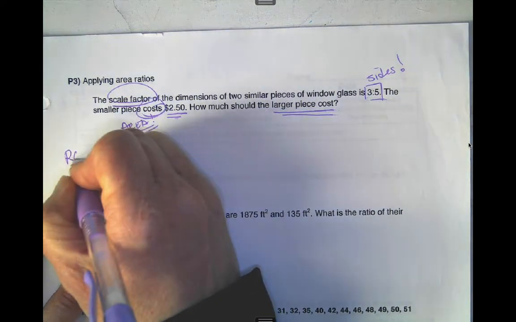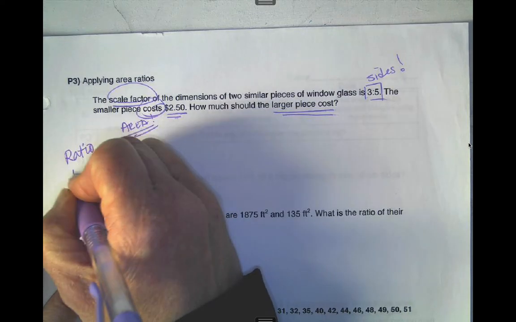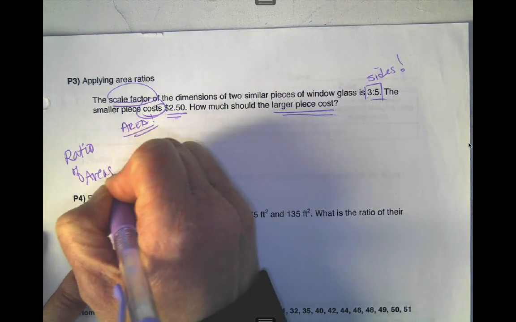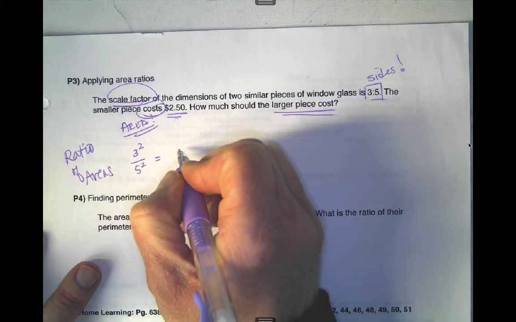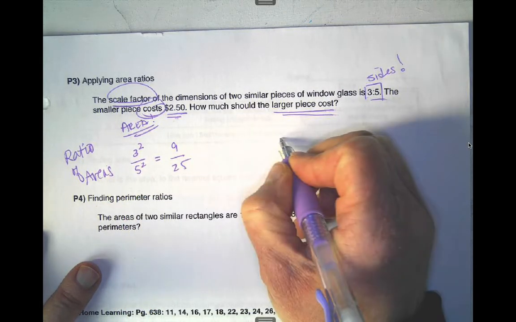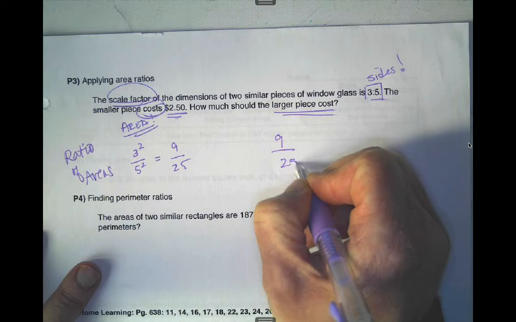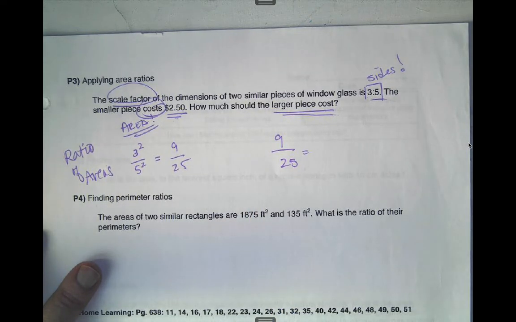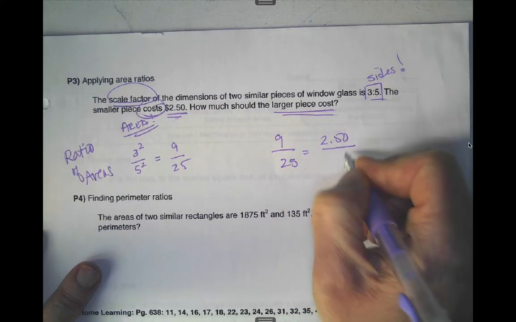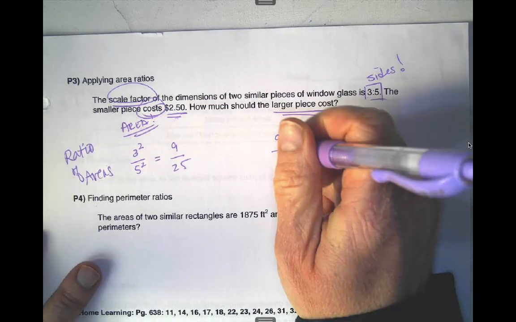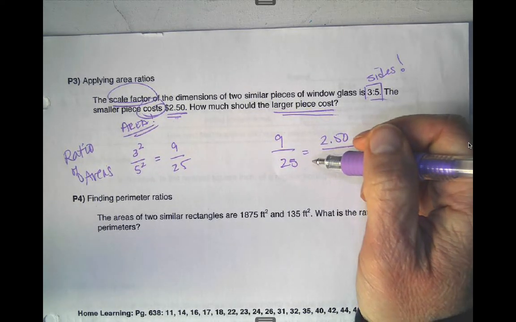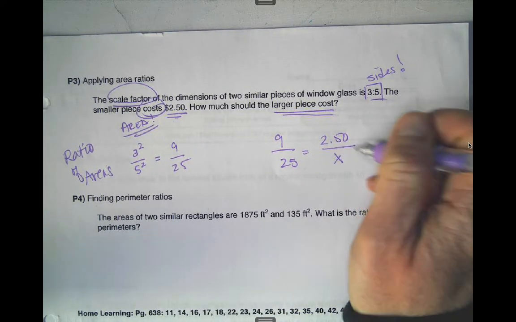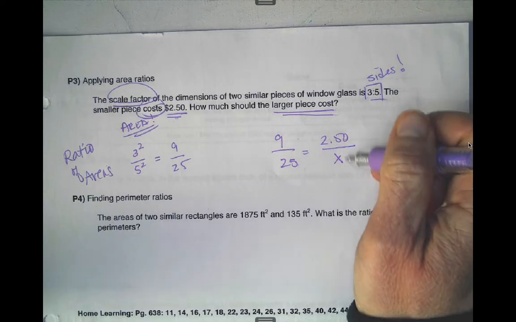So the ratio of the areas is 3 squared over 5 squared, which ends up being 9 to 25. So then I can use that 9 over 25. Now in this one, it told me the smaller one is 250. So I have small over large. Again, you don't have to always do small over large. You could have large over small, but just make sure you line everything up. Small over large, small over large.